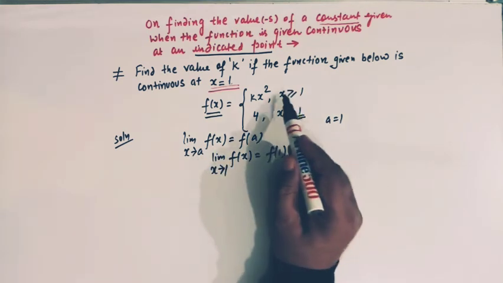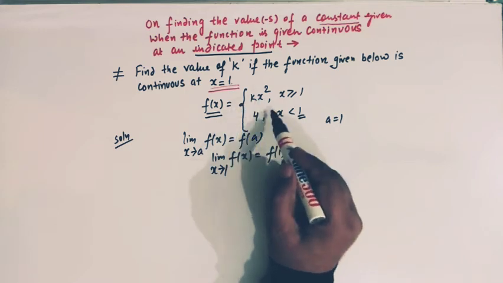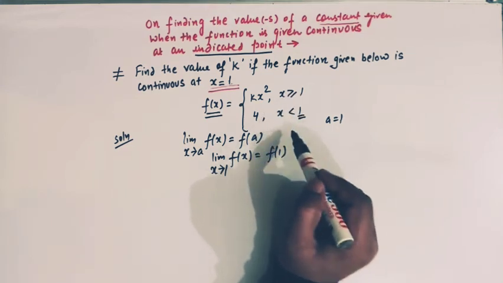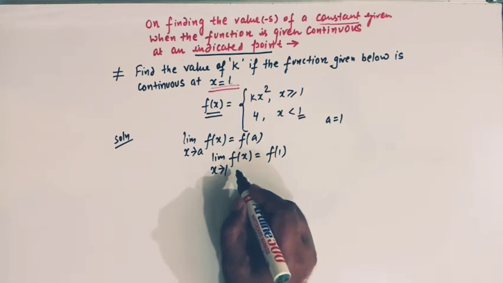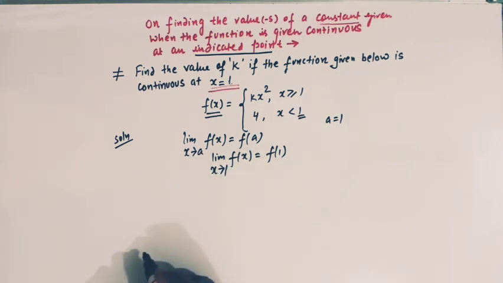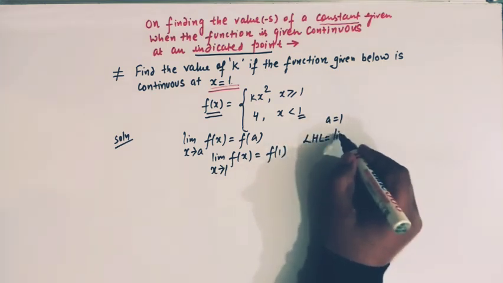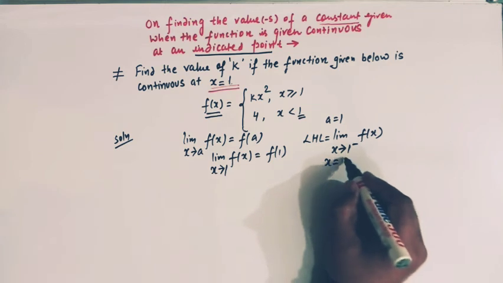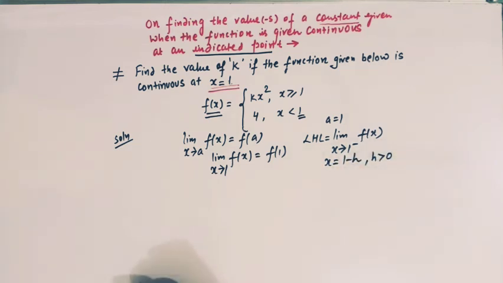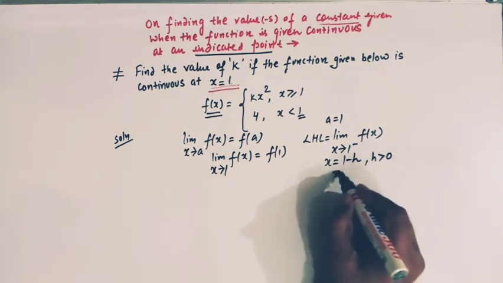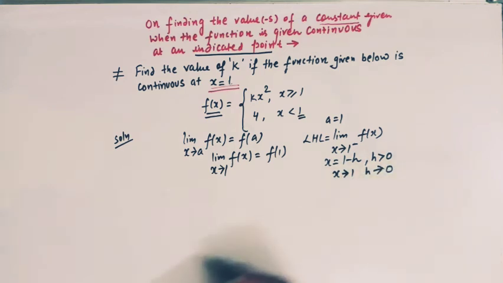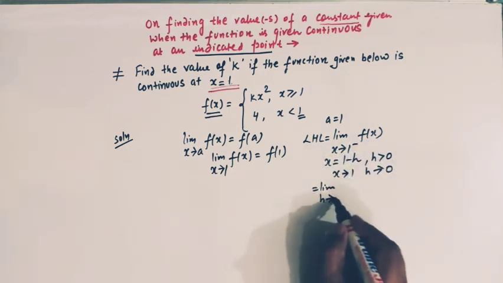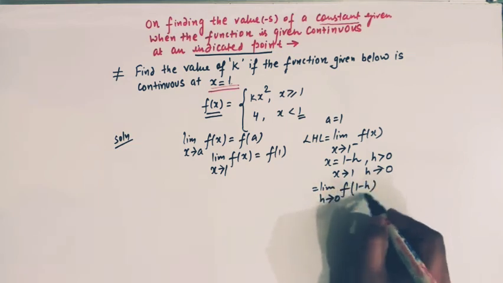Now here the function is defined in two ways, that is when x is greater than or equal to 1 and when x is less than 1. So what we will do here, we'll find out the left hand limit and right hand limit, right? So let us find the left hand limit. So the left hand limit is given by limit x tends to 1 minus f of x, and we'll substitute x equal to 1 minus h where h is greater than 0. So when x tends to 1, h tends to 0, so limit x tends to 1 minus f of x is equal to limit h tends to 0, f of 1 minus h, right?